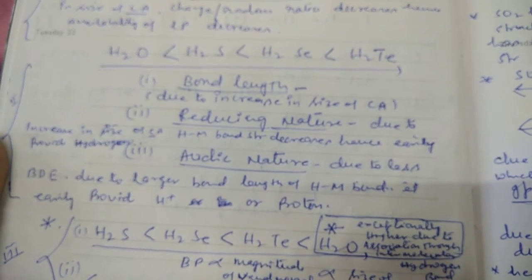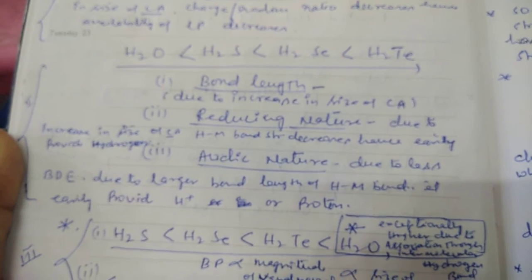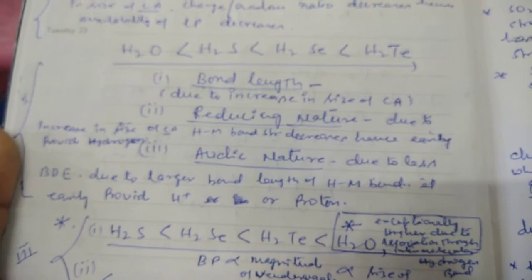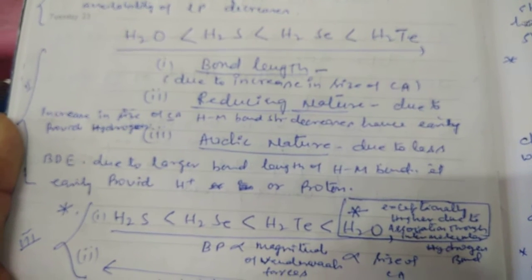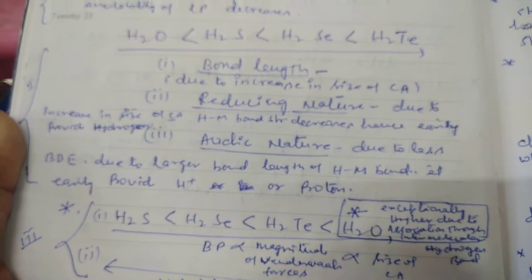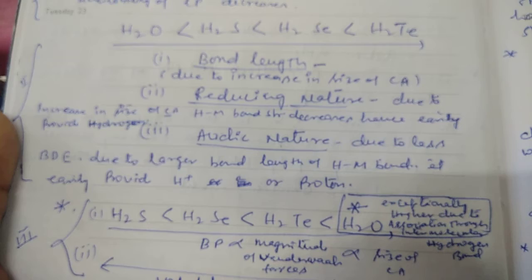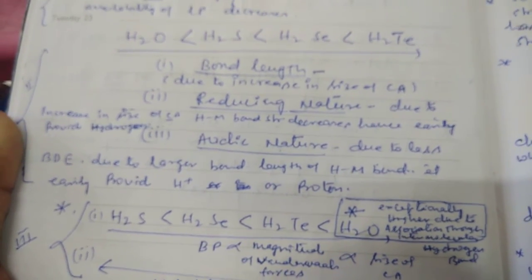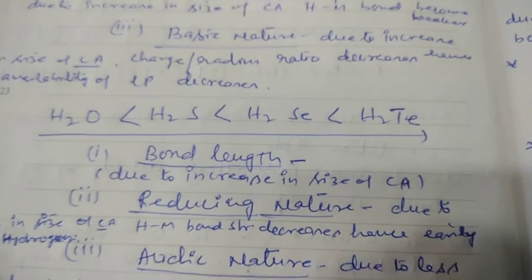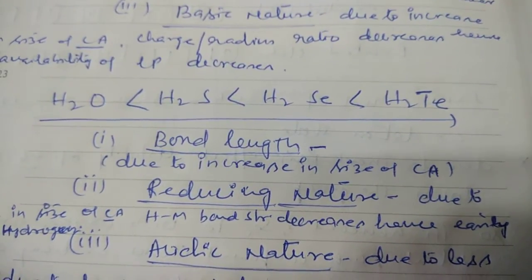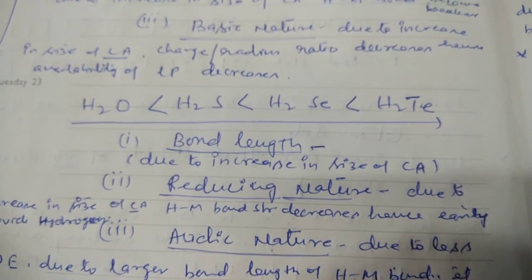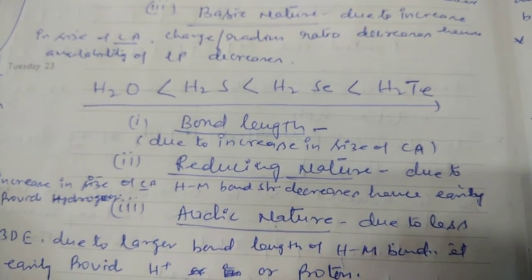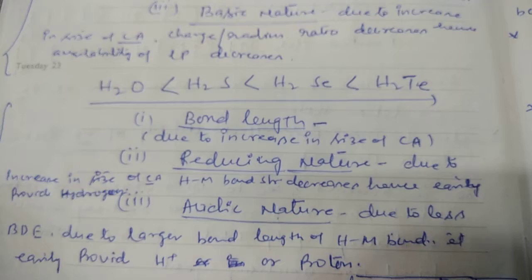Class, everyone should know the reasoning of each and every point. So very simple, as we are moving down the group, again the atomic size of elements increases, like oxygen is smallest, then sulfur is larger, then selenium is more larger, and tellurium is largest. So due to increase in atomic size of the central atom, bond length increases. H-M bond length increases. So for bond length, a very simple reasoning, due to increase in atomic size.